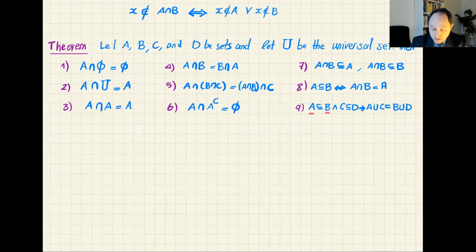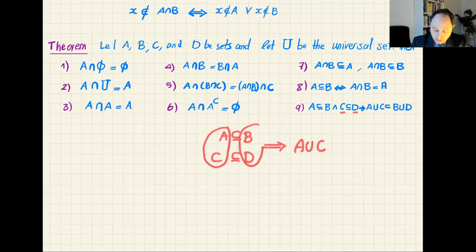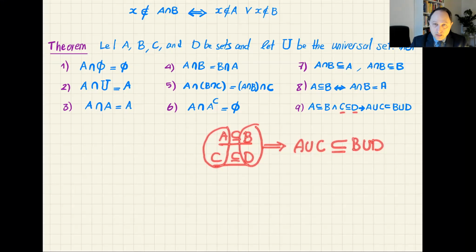If A is a subset of B and C is a subset of D, so we had this situation. For the union, you can conclude like this. You can union the left-hand sides. You can also union the right-hand sides. And then if this is true and this is also true, you can immediately conclude that this is also true. So if I have two subset relations, I can union them side by side and the relation still holds.